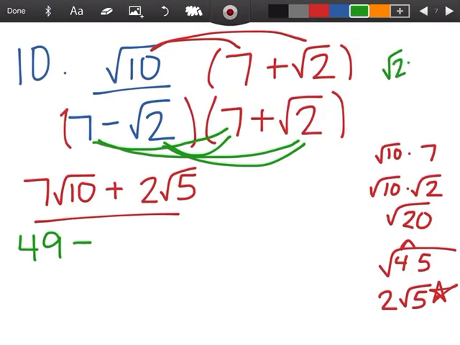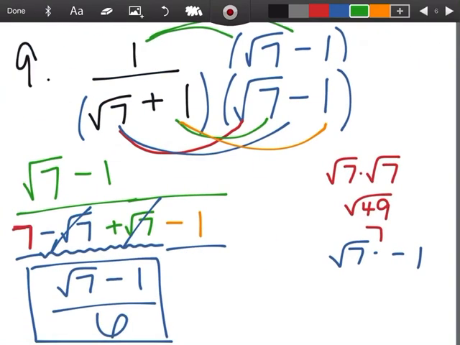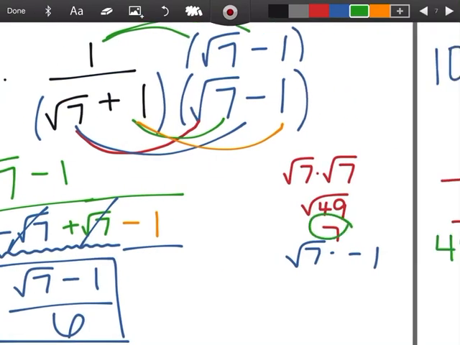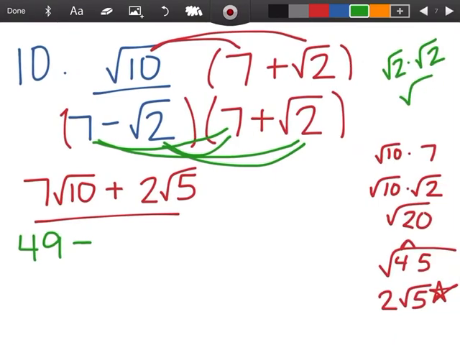So root 2 times root 2, just like how root 7 times root 7 ended up being 7, is going to end up being 2. Root 2 times root 2 is root 4, which is 2. So 49 minus 2.